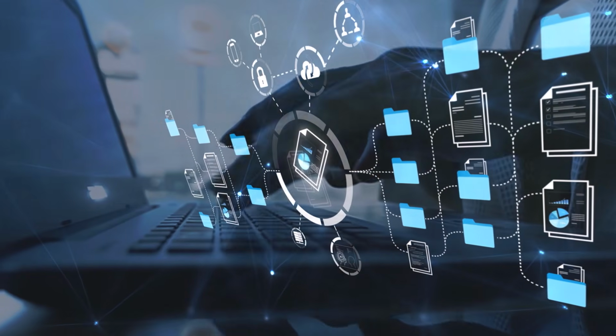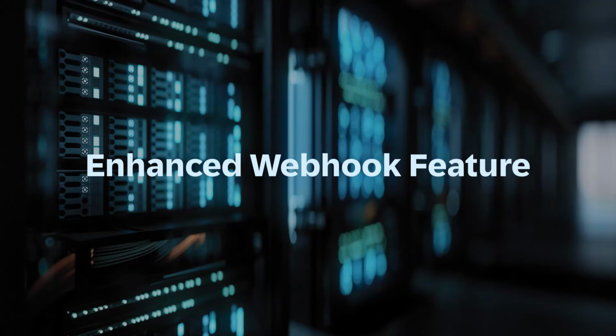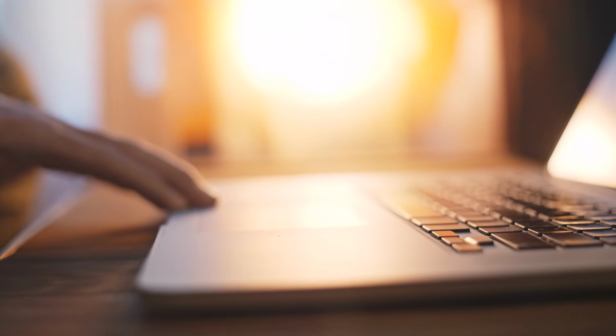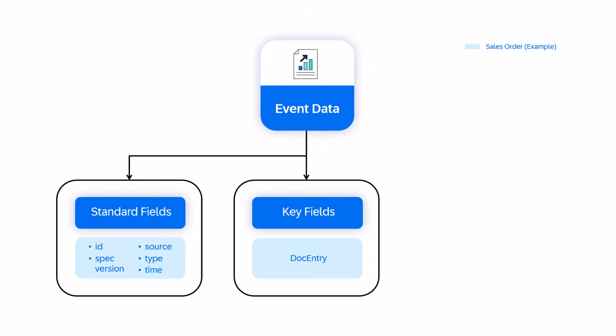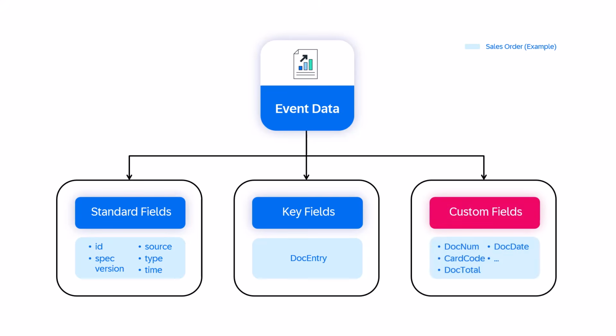Streamline your workflow with the new external reconciliation apps. Let's take a look at the 2 Webhook enhancements of the SAP Business One service layer. First, event data customization. Event data payloads use JSON format. Previously, you only worked with standard fields and key fields. Starting from FP 2608, you can add custom fields directly during event subscription. This means you no longer need to make additional service layer calls to the OData service for detailed information.